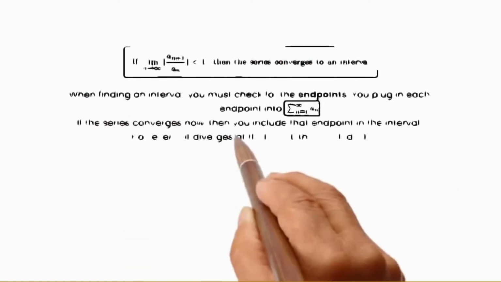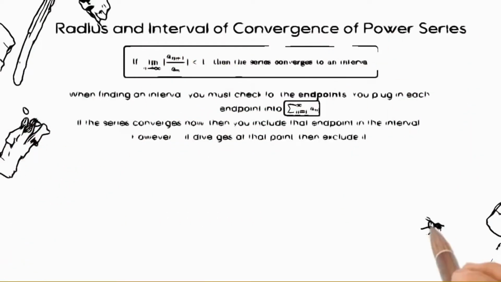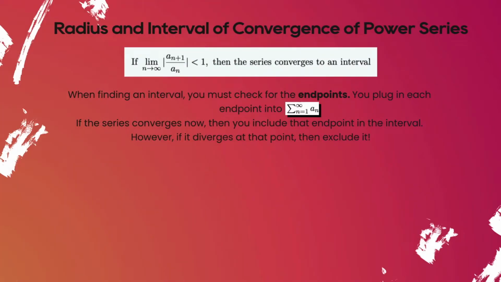Now if that limit of a of n plus 1 over a of n is less than 1, then I already said that the series will converge for an interval. So that's when we need to find an interval of convergence. And whenever you're finding the interval, you must check the endpoints.